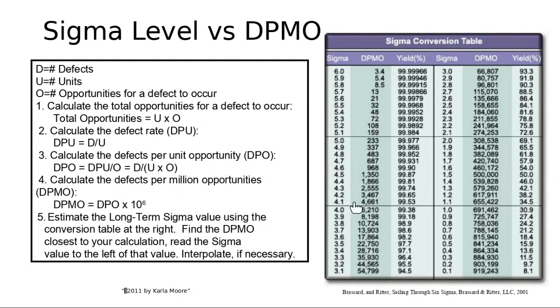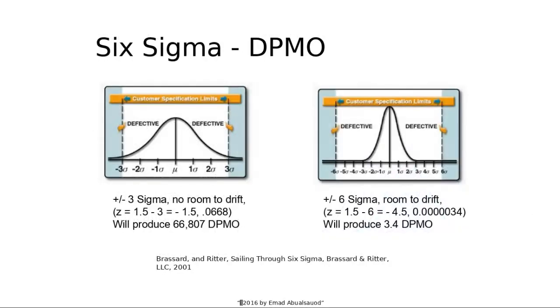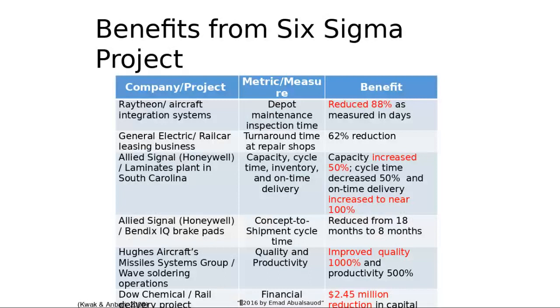This is a historical level of performance. If you are performing at 3.9 and below, you have to maintain 4 sigma level or above to survive in the current market quality level. How is Six Sigma benefiting? There are many examples, just for your information.